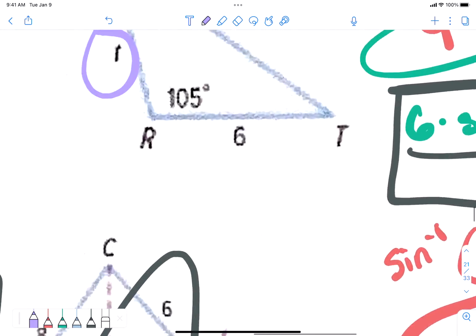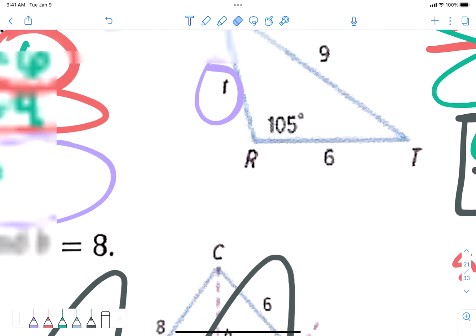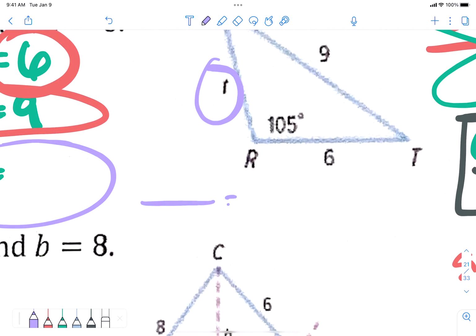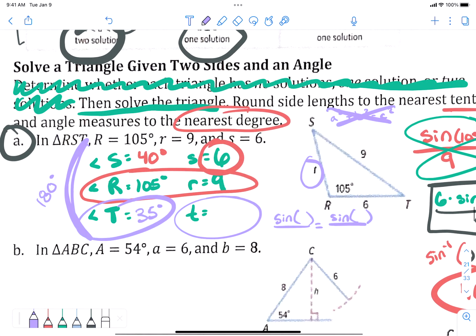Okay? So, where do I want to do this? I'm running out of room. I'll do it right here. Okay, so we have to have a fraction, like something over something equals something over something. We have sine of whatever and sine of whatever, okay? So now we really have 2 groupings that we know. We know 40 and 6, and we know 105 and 9. Which one would you like to use?